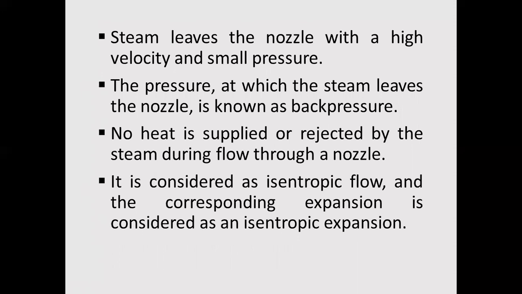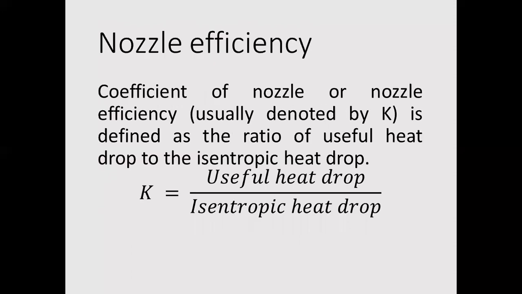The steam leaves the nozzle with high velocity and small pressure. The pressure at which the steam leaves the nozzle is known as back pressure. In nozzle, no heat is supplied or rejected by the steam. Hence, the flow of steam through nozzle is considered as isentropic flow, and the corresponding expansion is considered as isentropic expansion.